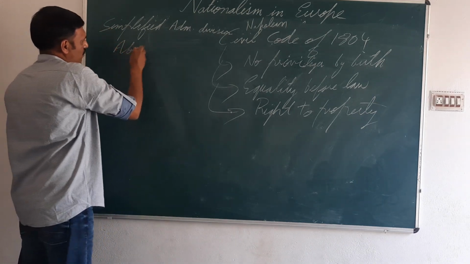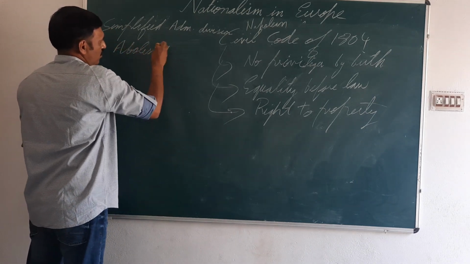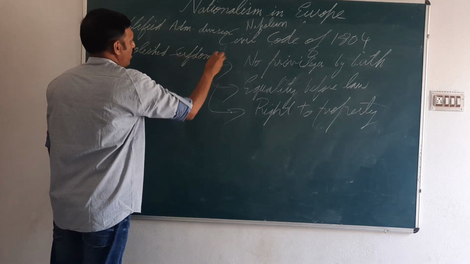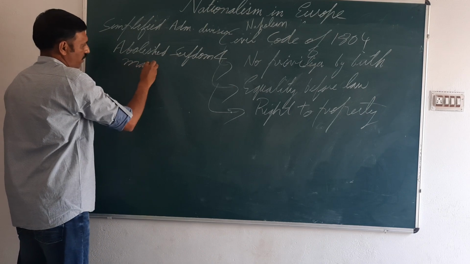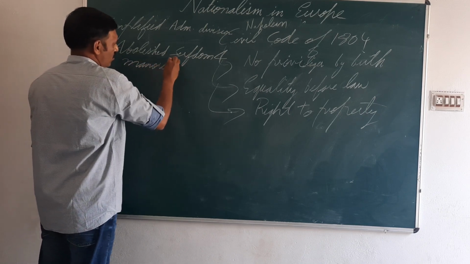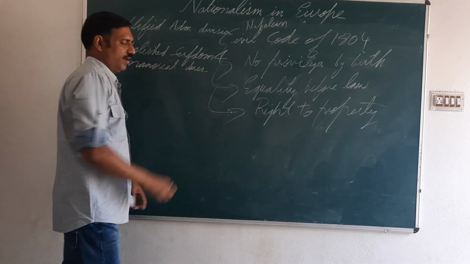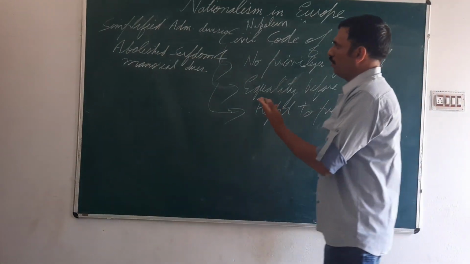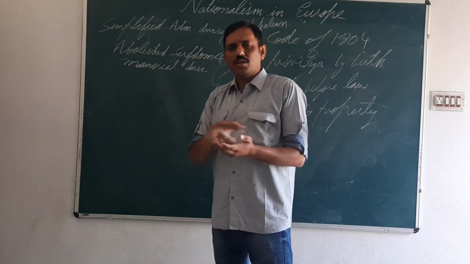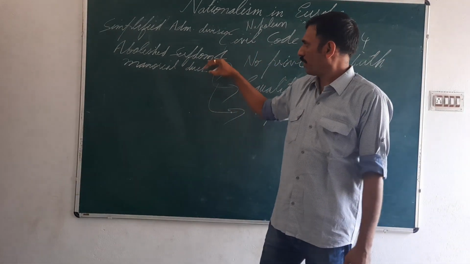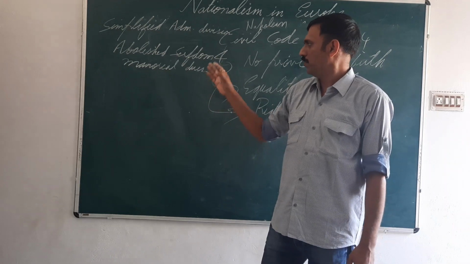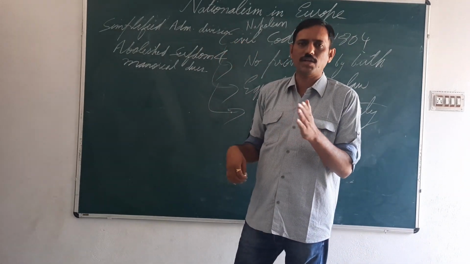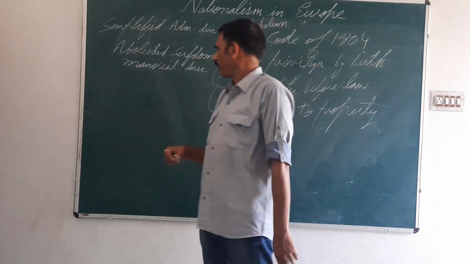Abolished serfdom and manorial dues. Now, this means somewhat like slavery. So, gulami, slavery, he abolished among the French people. Generally, with feudalism, serfdom was associated, and it was more common in Central and Eastern Europe.